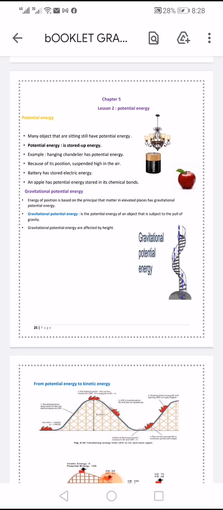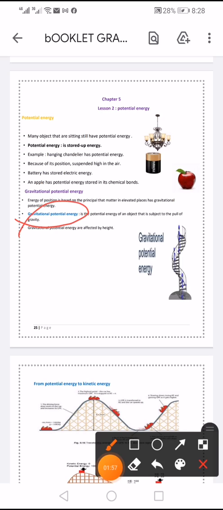Gravitational potential energy, or energy of position, is based on the principle that matter in an elevated place has gravitational potential energy. Gravitational potential energy means what? It is the potential energy of any object that is subject to the pull of gravity. Any object subject to the pull of gravity, this is called gravitational potential energy.